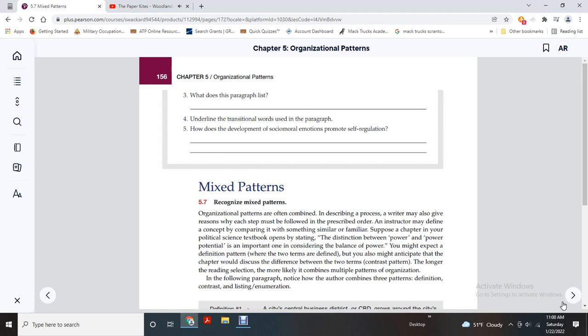Alright, mixed patterns. 5-7, recognizing mixed patterns. Organizational patterns are often combined with a description process. The writer may also give the reason why each step must be followed in the prescribed order, and instruction may be made to define the concept, comparing it with something similar or familiar.